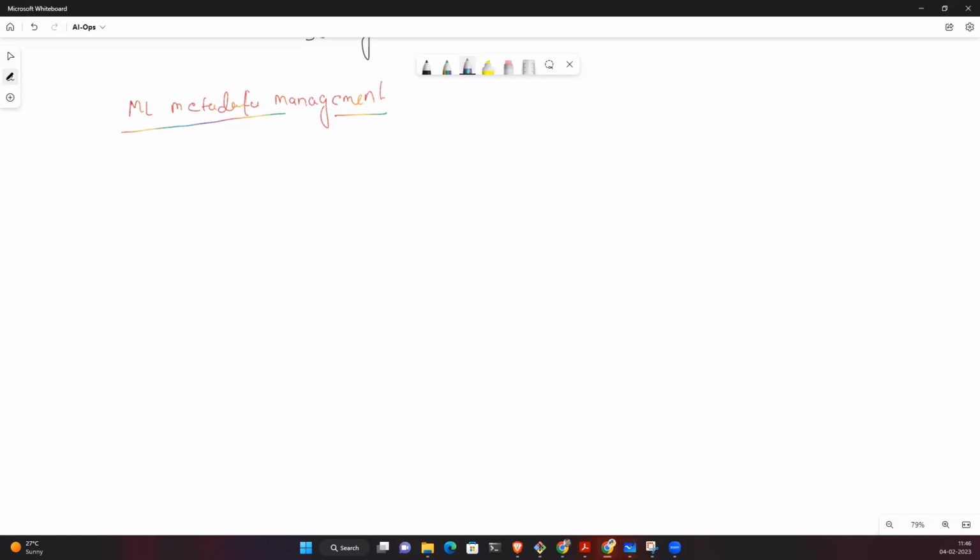Data, I think it is digital. You can store most of the data. Okay, data you are storing in the feature store, right? In the feature store also you are storing the data. Now what is the metadata?